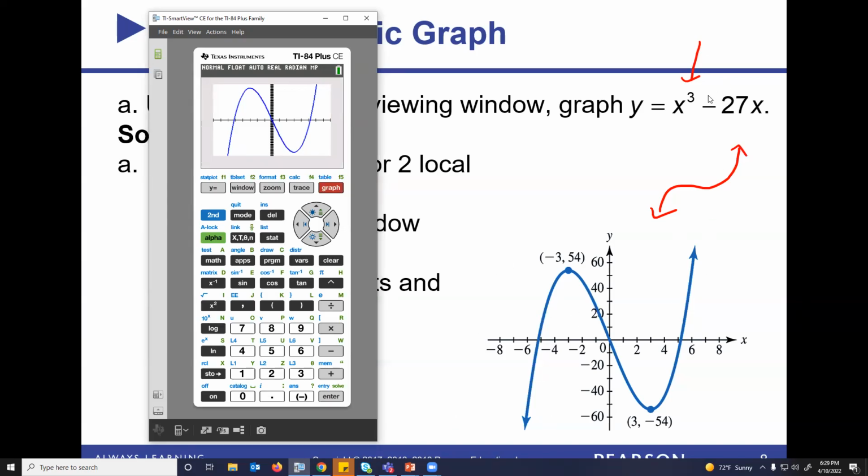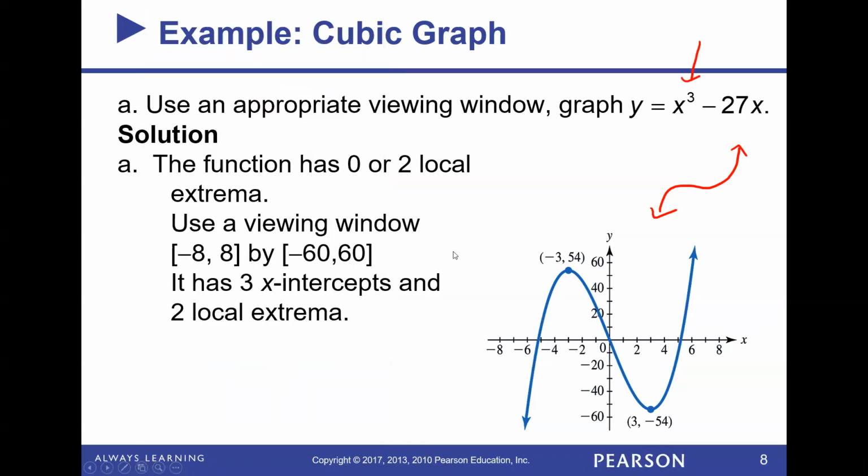Remind yourself, I went to that x to the third and I was looking for how high up and how far down it goes. While I'm looking at the graph, you can look at it on your calculator too. A couple of things I begin to notice. The first thing I notice is 1, 2, 3 x-intercepts. And I also see that I have a high point here and a low point here.